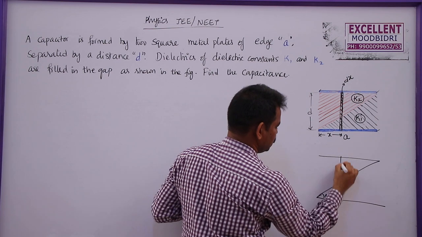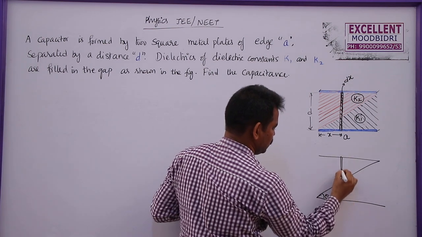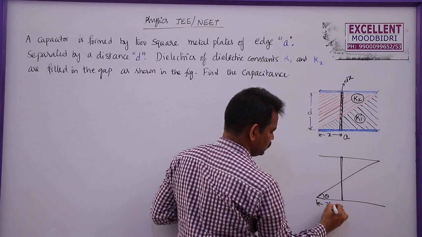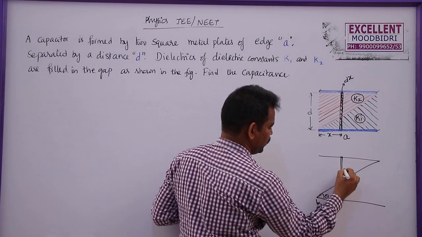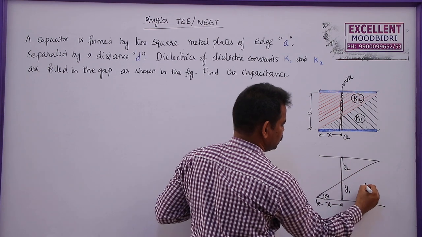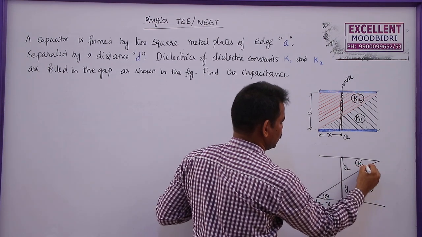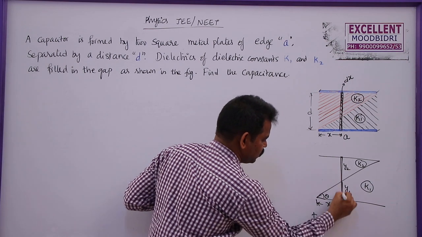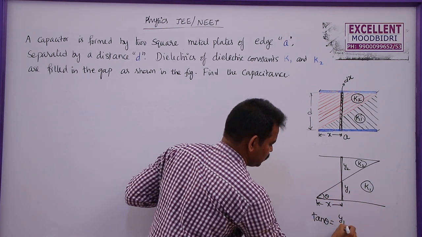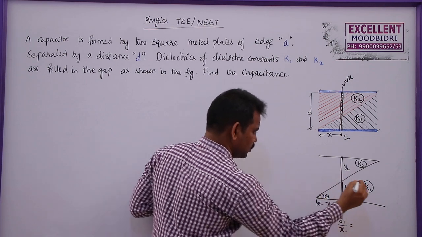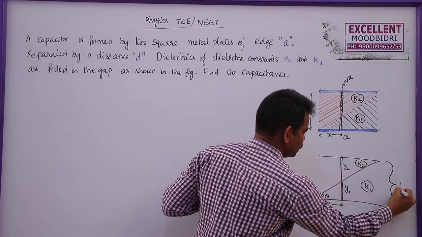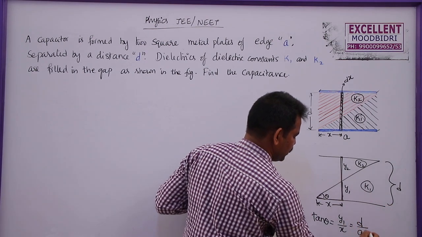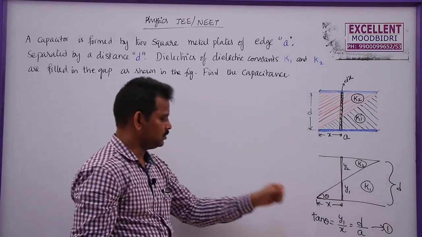This is theta, this is the small strip here. Let me take it as it is along the x-axis from here to here, this is x. This I will take as y1, this is y2, and this is k1, this is k2. So what is tan theta here? Tan theta is equal to y1 by x, which is also equal to the distance between these two plates, D, and the side of this plate, A, which is also D by A. This is equation 1. So this is the tan theta value.